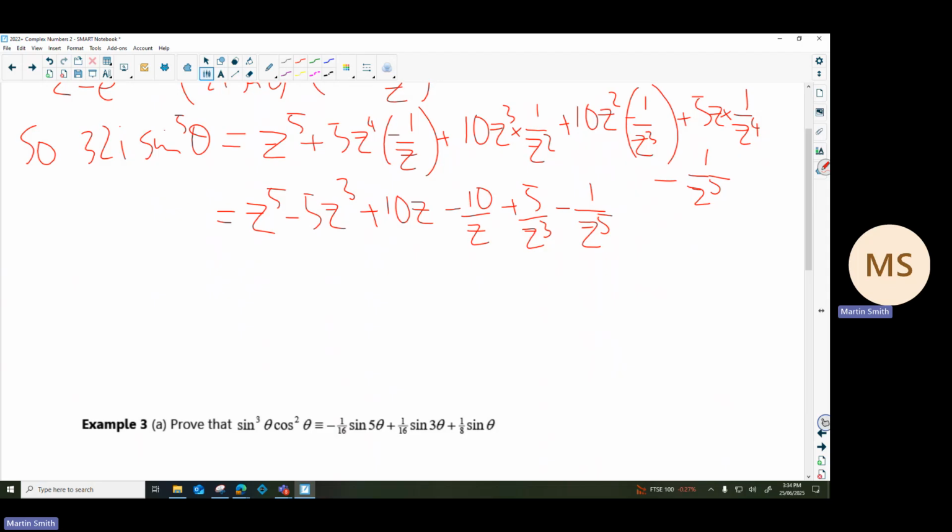And then again, I'm going to pair up the terms involving z to the n and 1 over z to the n. This time you'll get minuses, and I'm going to factor out any number in front of the z to the n. So z to the 5 minus 1 over z to the 5, put them together first of all.